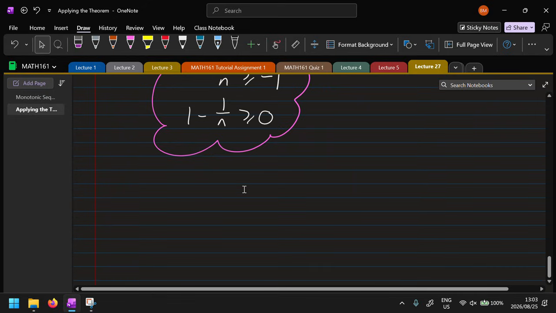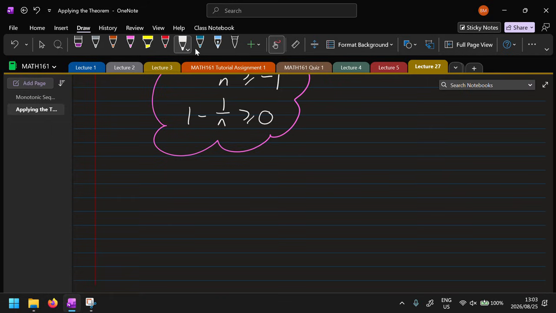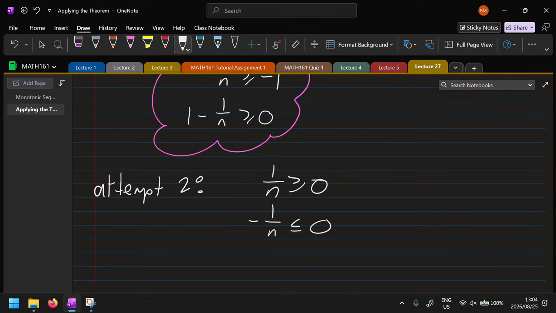We need to see if it works. Put your student number, and then we'll see how many points you get. So this is attempt 2. Of 1 over n greater than or equal to 0. Sounds good. Okay, what do we do next? Yep. That doesn't do anything to the 0, so that's fine.